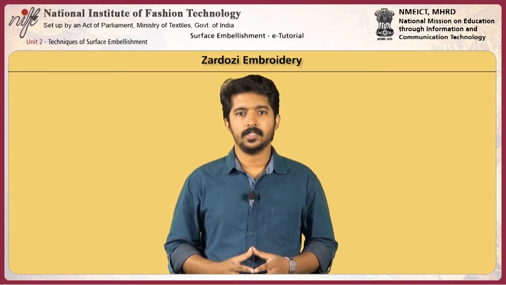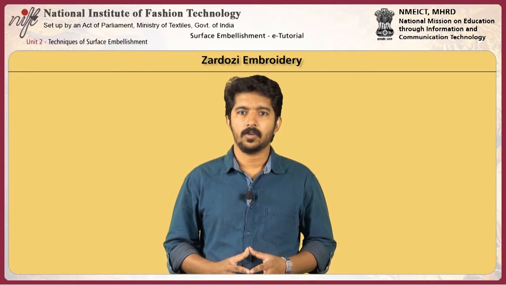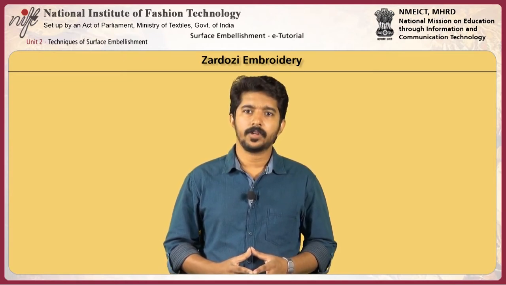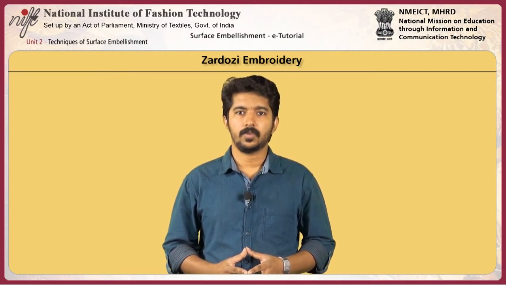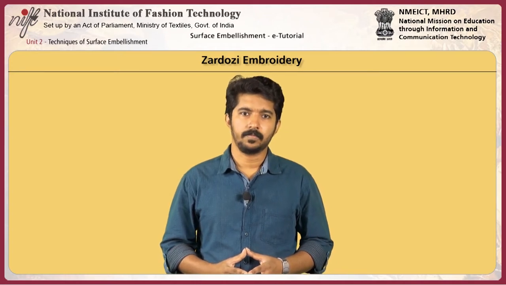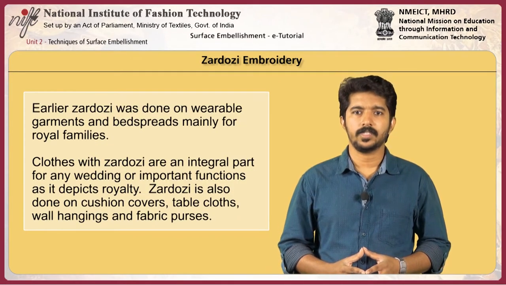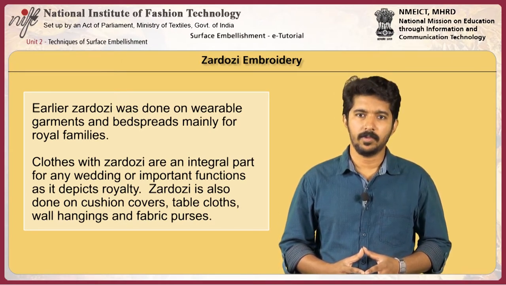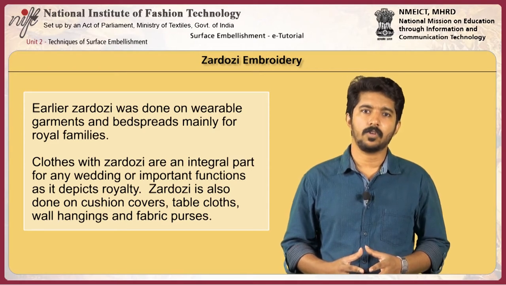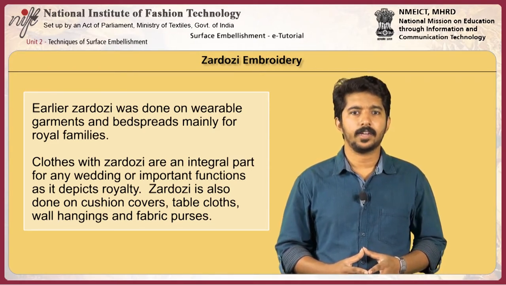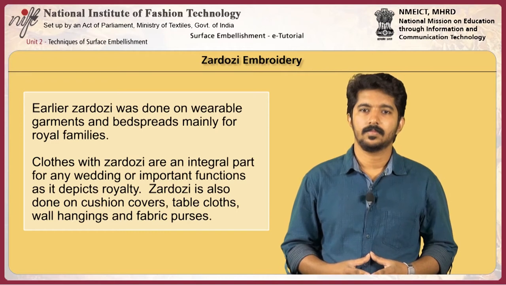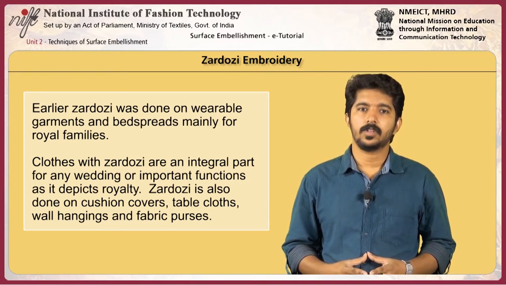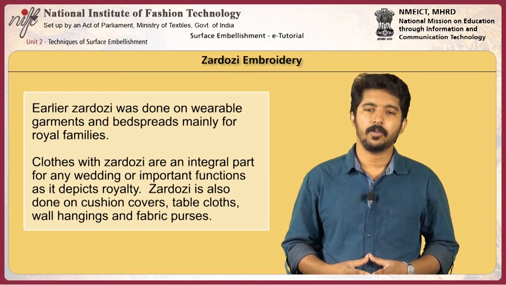The design to be done is first traced on the fabric, then spread on a wooden frame. Further, the embroidery is done by picking up a single thread in the needle and sewing it into the cloth. This art requires patience and it's quite complicated. It is also expensive. Earlier, sardosi was done on wearable garments and bedspreads, mainly for royal families. But now it's within the reach of common people. Clothes with sardosi are an integral part of any wedding or important function, as it depicts royalty. Apart from wearable garments, sardosi is also done on cushion covers, tablecloths, wall hangings and fabric purses.